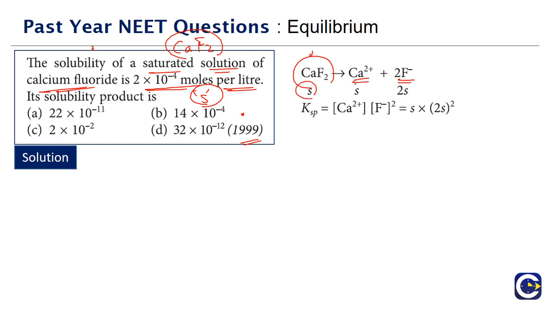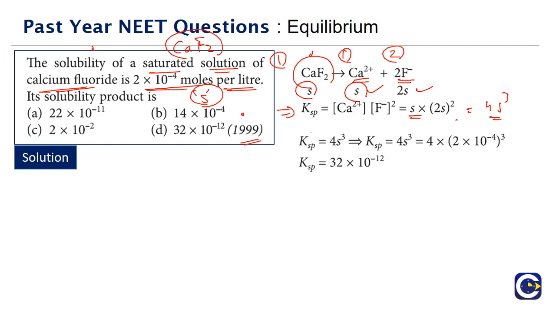If S is the molar solubility, one particle of CaF2 gives one particle of calcium ion, and 2 fluoride ions will come. So if S is the molar solubility, the concentration of Ca2 plus will be what? S. The concentration of fluoride ions will be what? 2S. Means the Ksp value is going to be what? The calcium 2 plus ion concentration into fluoride ion concentration power 2. Which is S into 2S the whole square. So which is going to be what? Which will be equal to 4S cube. So Ksp value is 4S cube, and what is S value?